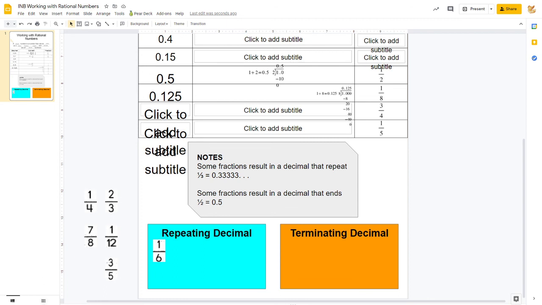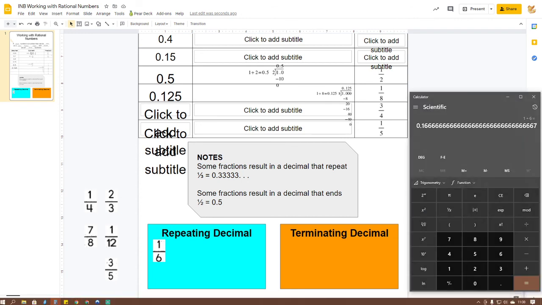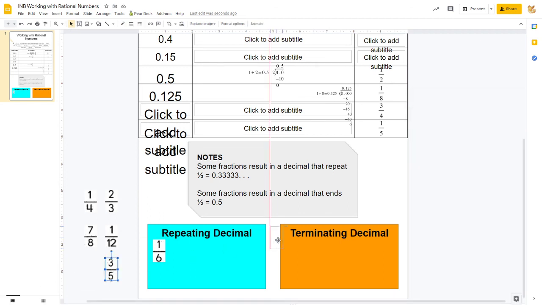3/5. So again, I'm going to pull out my calculator. 3 divided by 5 is 0.6. This one's a terminating decimal. It's just 6 there. So this is terminating. And then you do the same with these last 4 as well. Don't assume one is repeating and one is terminating just because of the denominator.